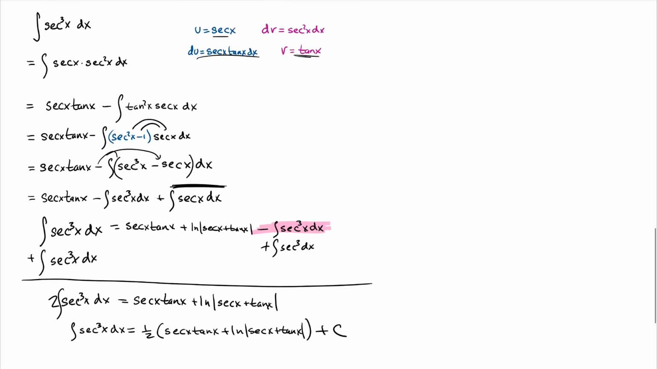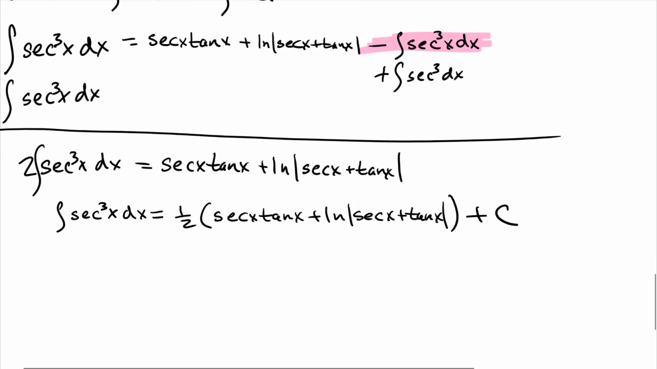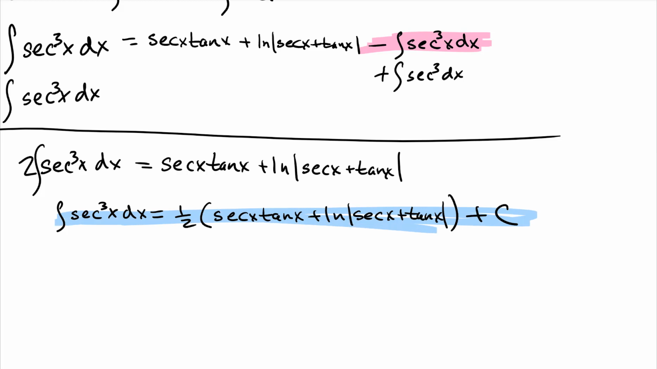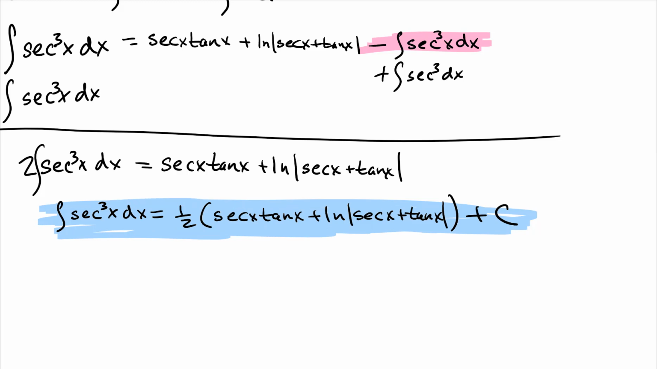Do you really want to do that? Or would you just like to memorize this formula here? It's not so bad with the memorization. Secant cubed has secants and tangents. It's 1/2 of secant times tangent plus the integral of secant, all plus c. It's up to you.